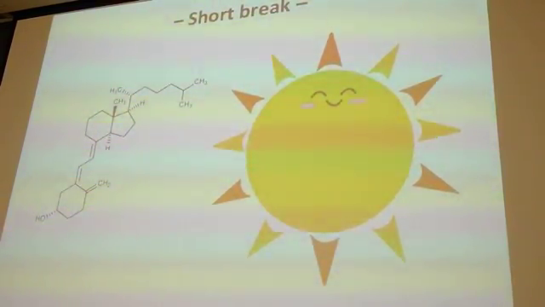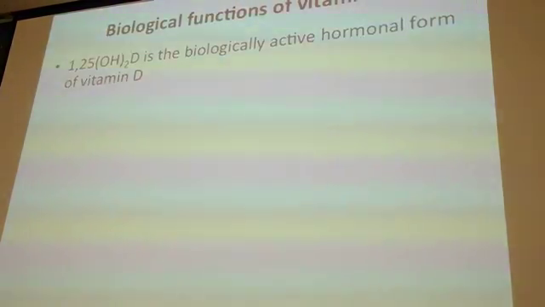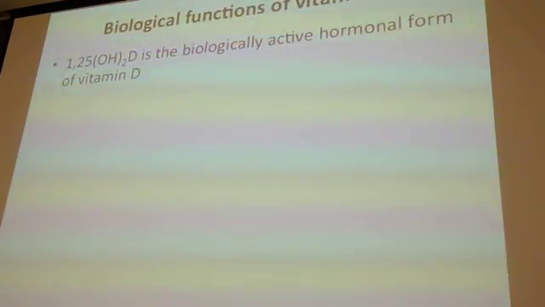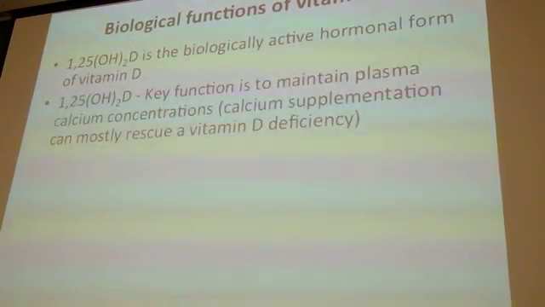Let's move from talking about the metabolism of vitamin D to talking about its biological function. As I mentioned, this form of vitamin D, 125 hydroxy vitamin D, is the biologically active hormonal form of vitamin D. It requires these two hydroxylation steps, and it plays a key function in maintaining plasma calcium concentrations.